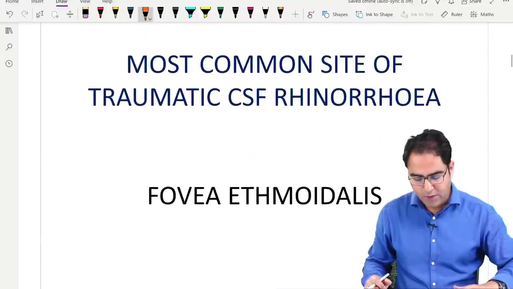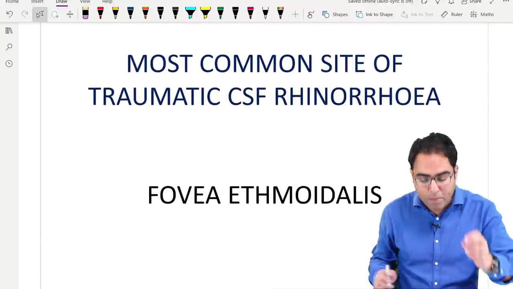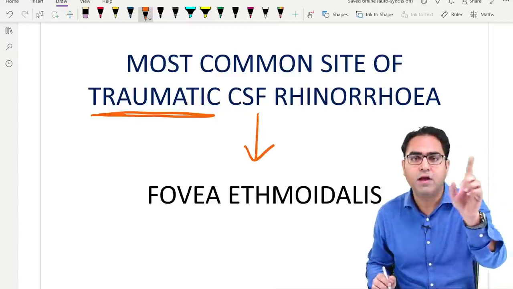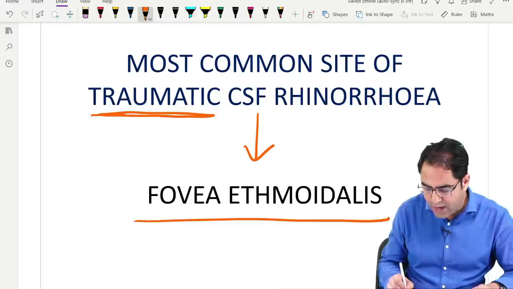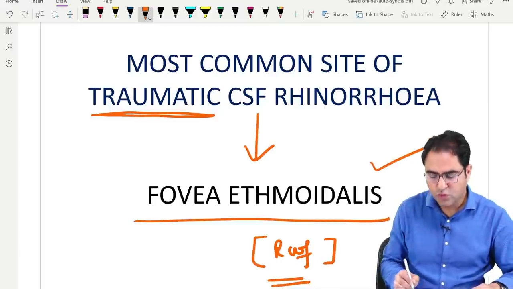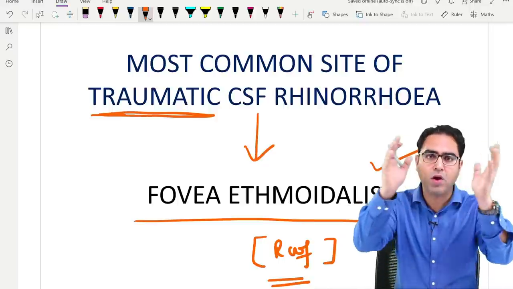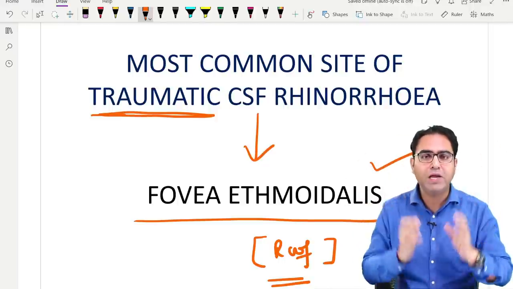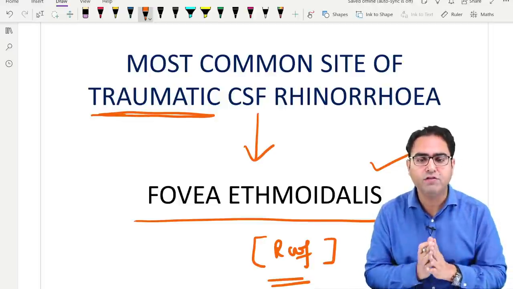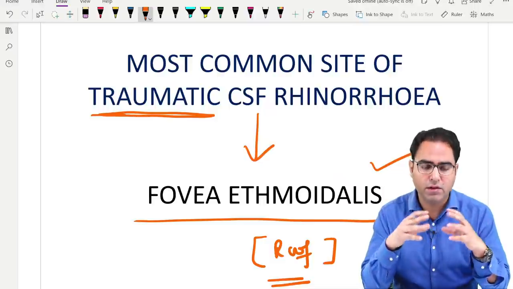Perfect. Now, if the question says most common site of traumatic CSF leak, traumatic, then please do not write cribriform plate; write fovea ethmoidalis. It is the roof of the ethmoid bone. So, two questions. Most common site of CSF rhinorrhea is the cribriform plate, overall, all causes combined. But if traumatic CSF leak is specifically asked, then you mark fovea ethmoidalis or roof of ethmoid. Very good, Saurav. Everybody get active and write in the chat box.